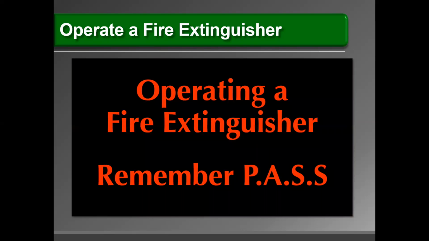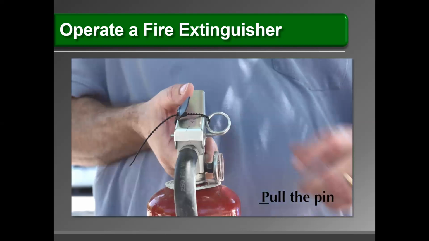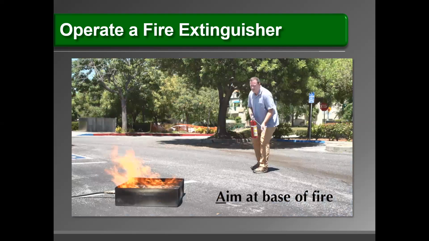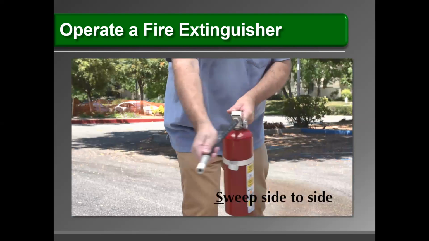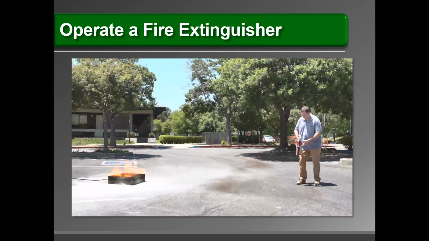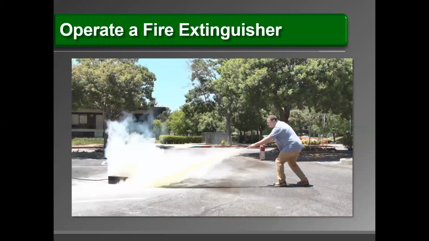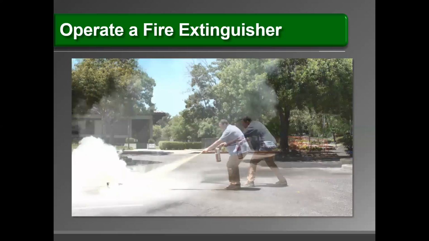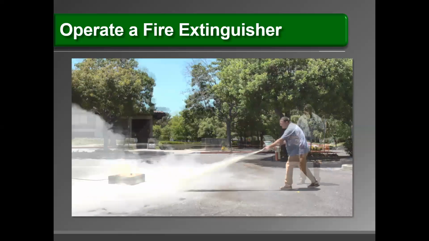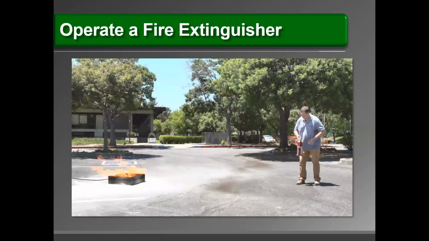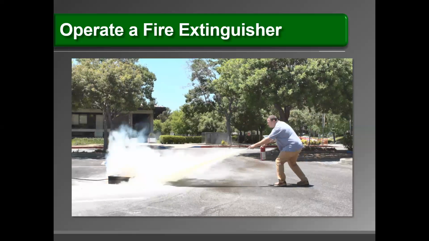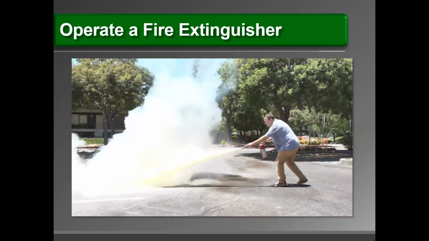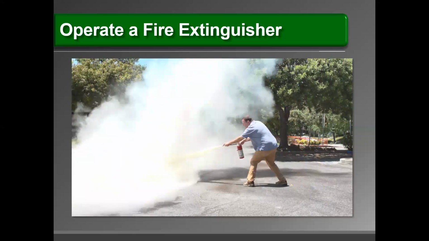To operate a portable fire extinguisher, remember the acronym PASS. Pull the pin. Aim the extinguisher. Squeeze the handle. Sweep side to side. When you need to use an extinguisher, first pull the pin to unlock the operating lever. Then aim the nozzle or handle at the base of the fire. Next, squeeze the handle to discharge the extinguisher. And finally, keep the extinguisher aimed at the base of the fire and sweep side to side.